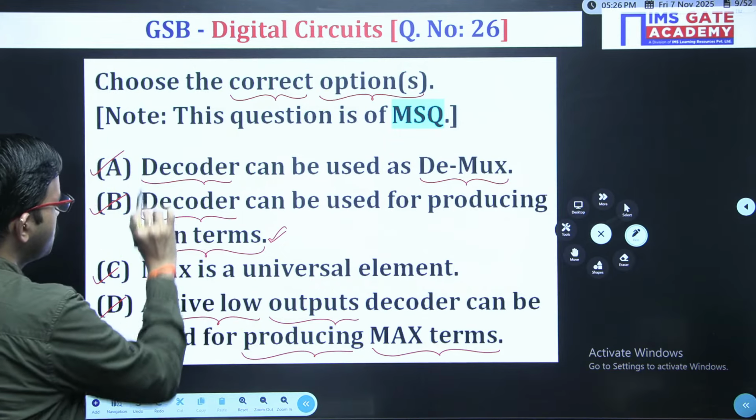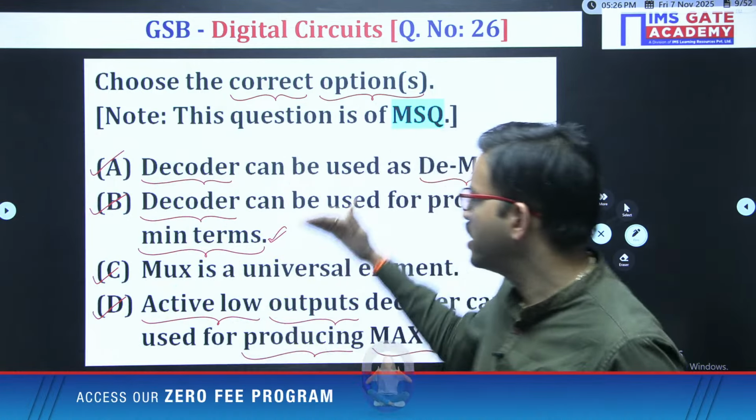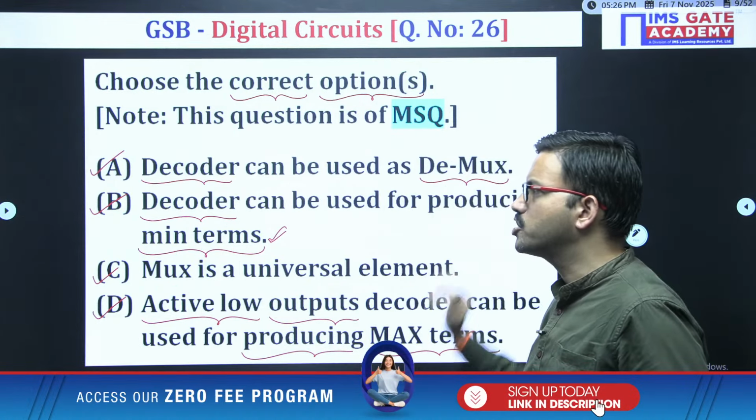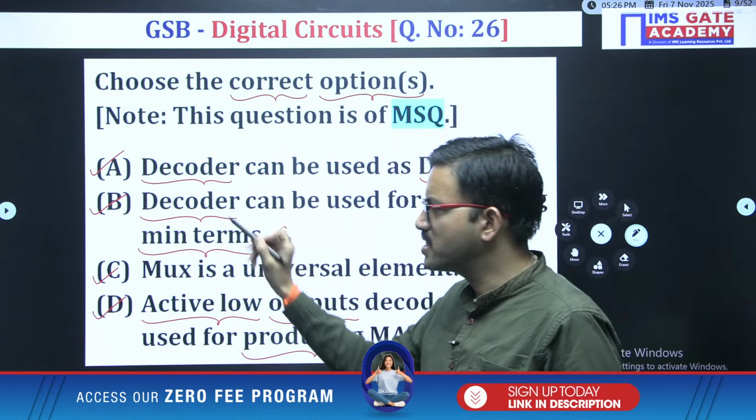Yes, here in this question, all 4 statements are correct. Whatever statements you have in every choice, all 4 statements are correct. So that means for this question, a total of 4 choices are correct: A, B, C, D.